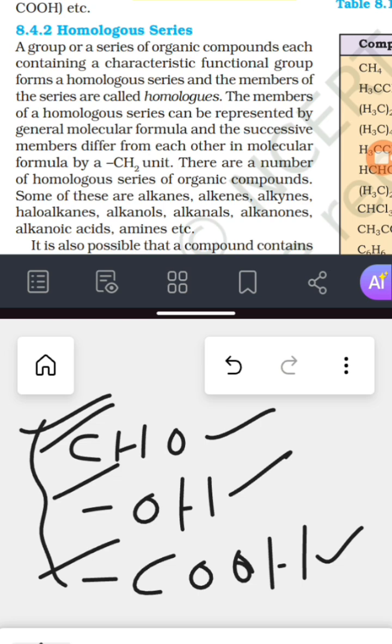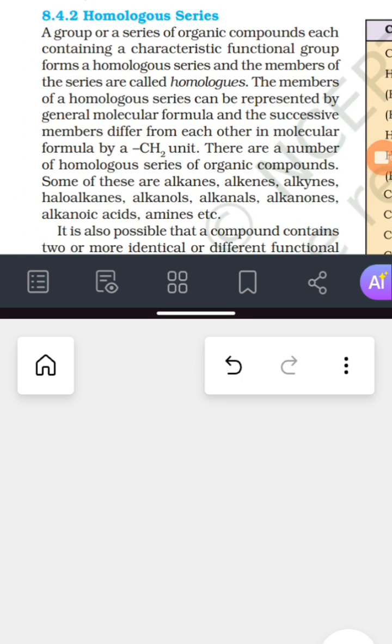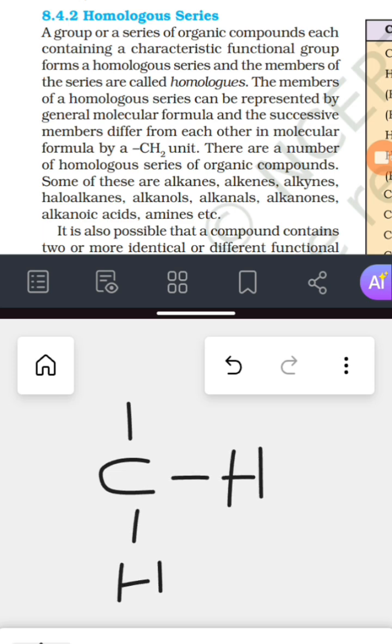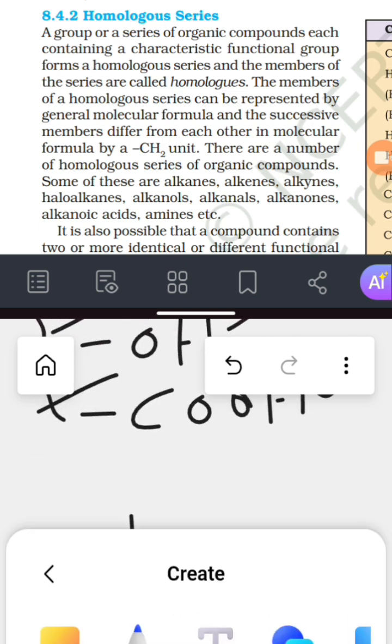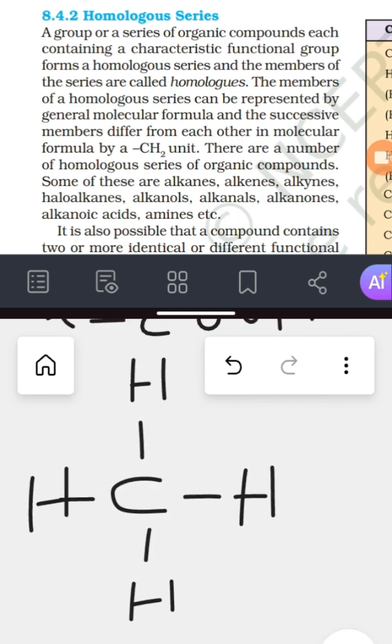homologous series. Okay, homologous series. What is this homologous series? Homologous series means, suppose I have methane with me. What is the formula for methane? Here if we write the methane formula, this is H, this is H, this is H, and this is also H. So this is methane.